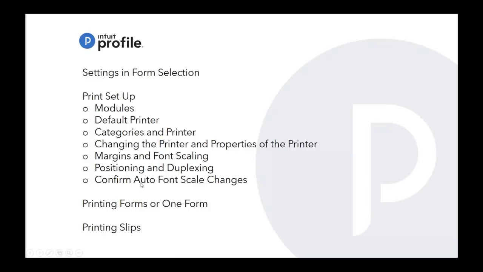You have your confirm auto font scale, so when you have your font scaling set, ProFile will ask you to confirm whether you'd like ProFile to make those adjustments. Showed you how to print the forms and the returns, and just showed you how to print just one form and printing slips in the FX module. So let me go into the questions here and see if there are any questions.